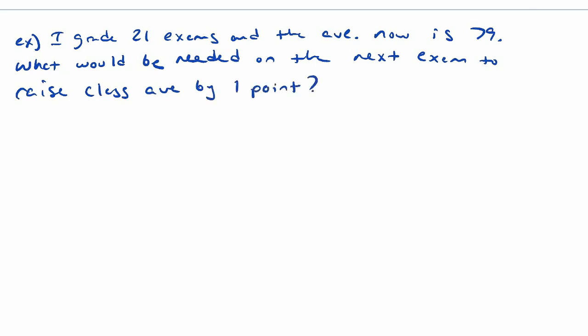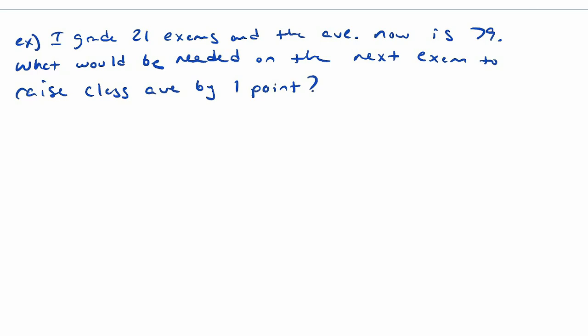Okay, so let's suppose I have a class of 22 students. I've graded 21 of these exams, and right now the test average is 79. When I grade that next exam, what would that student need to get so as to raise the overall class average by 1 point? In other words, I want the class average to now be an 80.